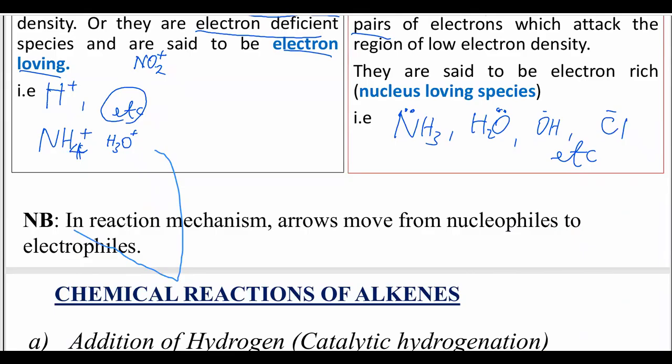You can read for us this statement before you go off. Read for us that NB. In reaction mechanism, arrows move from nucleophiles to electrophiles. I think that one is very clear. We are moving from nucleophile, where it is electron-rich, to electrophile, where it is electron what? Rich. Are we there? While this one is electron deficient.